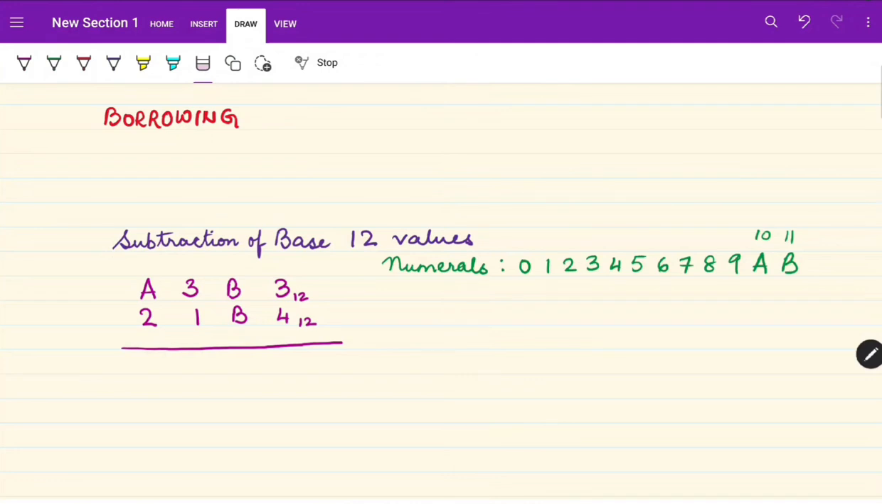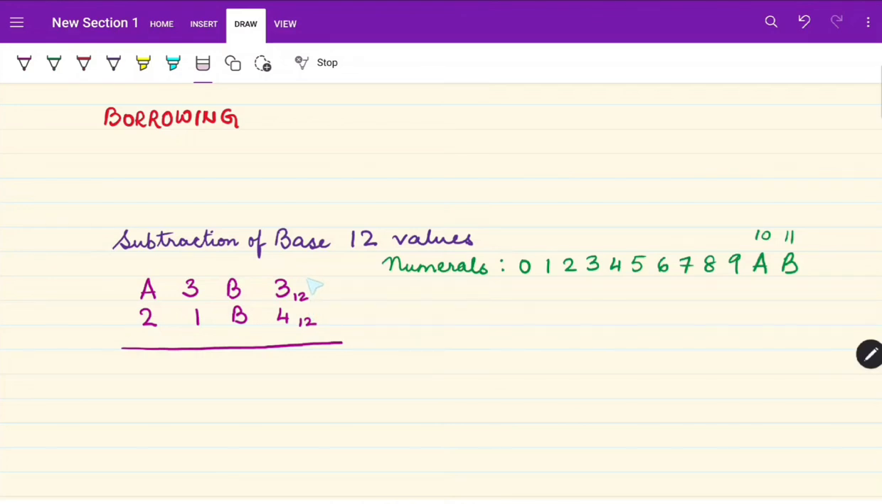Next, we'll work on an example of subtracting 2 base 12 values. Now, I've listed the numerals for base 12 because they extend beyond the number 9. We have a 10 and 11 in base 12, but we don't use or represent 10 and 11 numerically. Instead, we use the letters A and B to represent 10 and 11 respectively. So let's get started with the subtraction here.